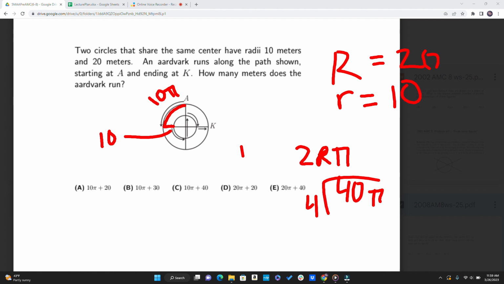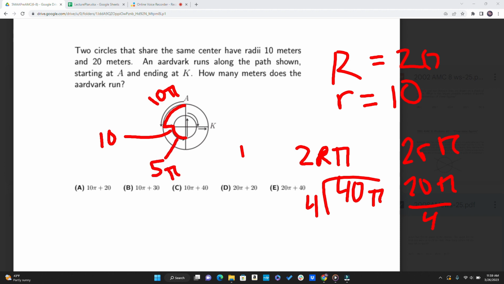Now we've got another quarter of the small circle. So, not a quarter radius, a quarter circumference. So our circumference is 2 times, this time little radius times pi. Our little radius is 10, so we've got 20 pi. And remember, we're only using a quarter of this, so we'll divide it by 4, because we're only going around a fourth of the circle. That's 5 pi. So this distance here is 5 pi.